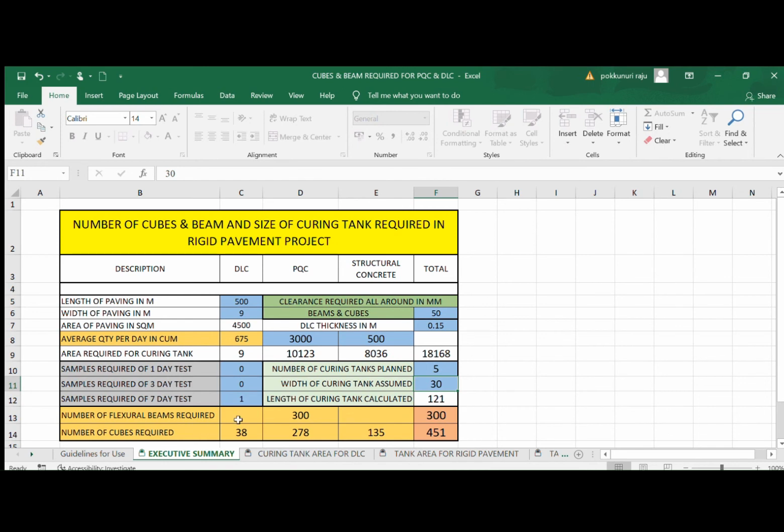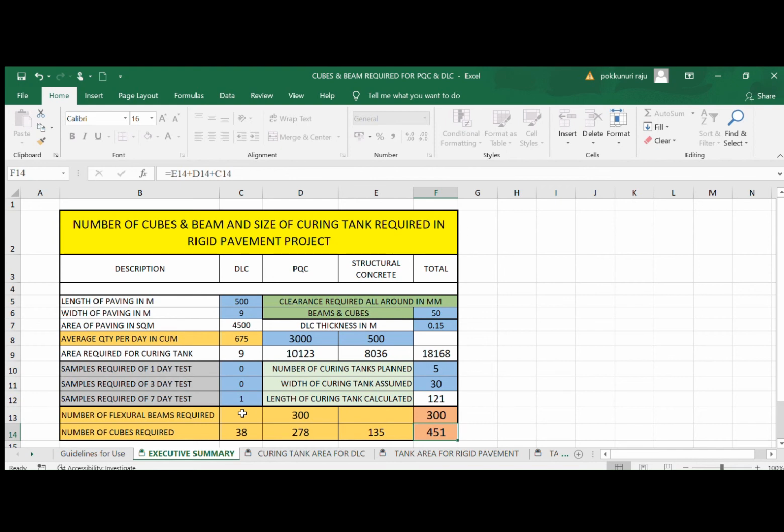And similarly, the number of cubes and the number of beams required individually. Of course, the beams are required only for PQC, so in other areas it is blank. But for PQC, when you intend to do 3000 cubic meters of concrete in a day, you will require 300 flexural beams in the project. And for other parameters like DLC, PQC, and structural concrete, the number of cubes required individually will be 38, 278, and 135. So in totality, you will require around 451 cube moulds in the project.